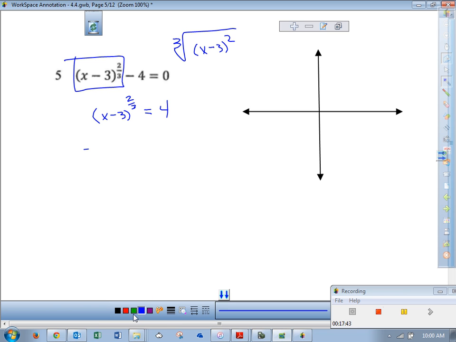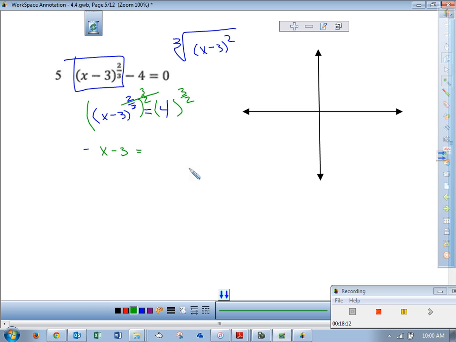Well, how do you get rid of the 2/3 power? Raise both sides to the reciprocal power. So I'm going to raise both sides to the 3/2 power. Because when you take a power to a power, you should multiply those exponents. And last I checked, 2/3 times 3/2 will multiply to be 1. Right? That's why they cancel each other out. You're left with x minus 3.